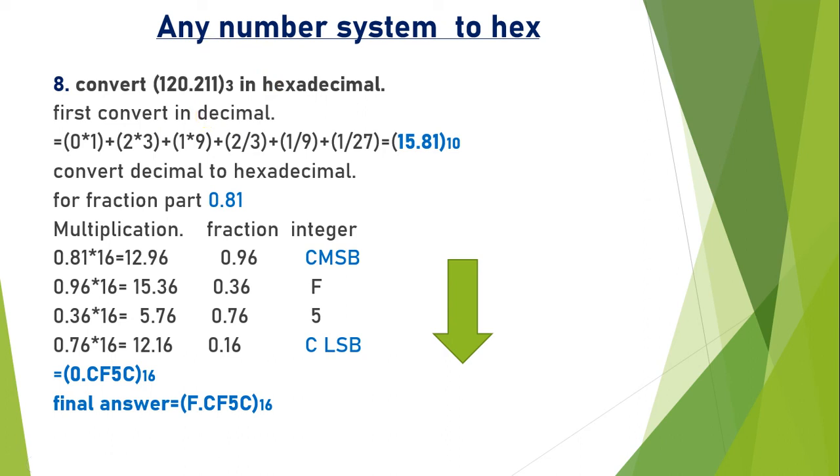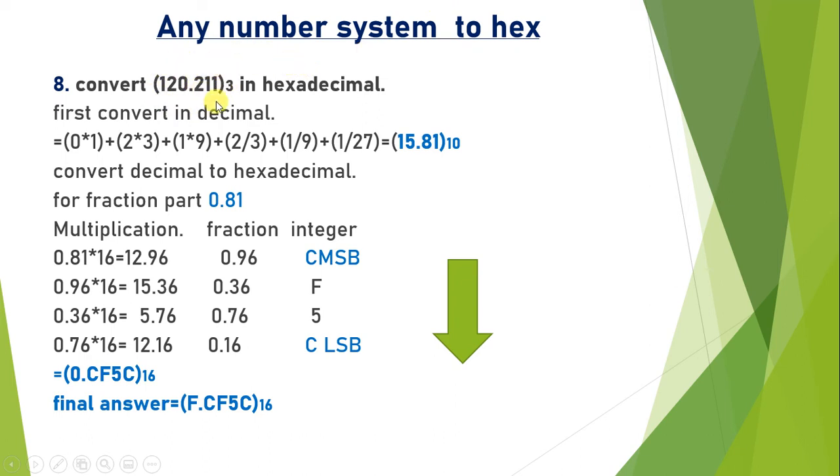Now we are moving towards how to convert any number system into the hexadecimal number system. Suppose we have a base 3 number system over here. In base 3, a total of 3 symbols are possible: 0, 1 and 2. A number greater than 2 is not possible here. So first we convert this base 3 number into the decimal number system, and then we convert decimal to hex.